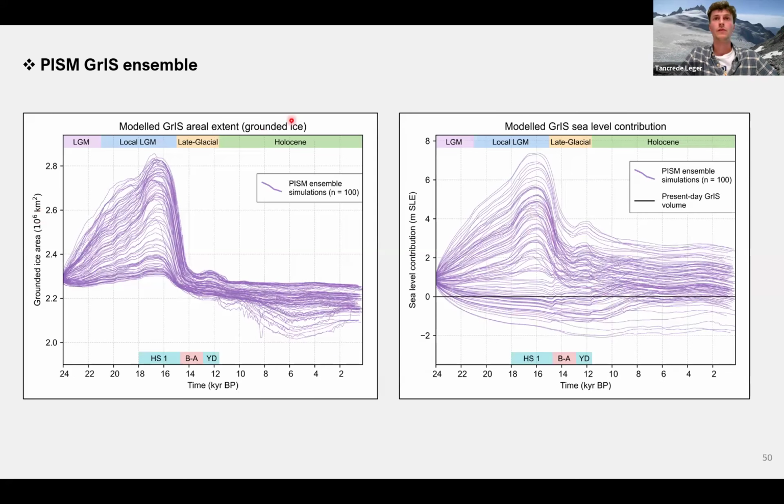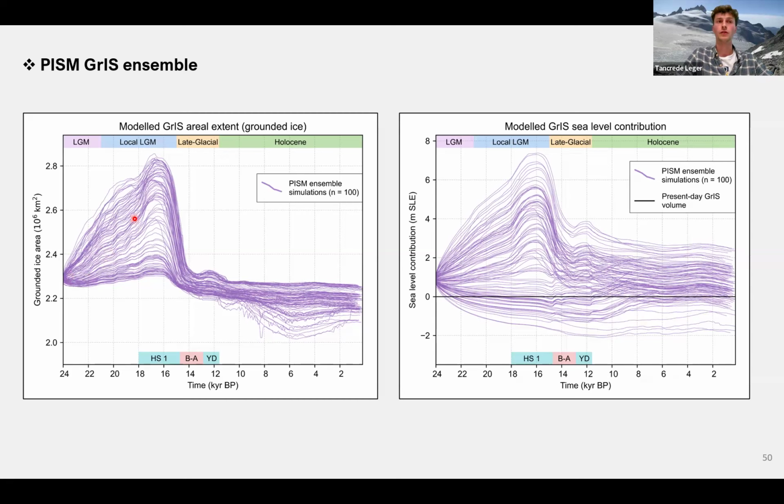Okay, so I've talked about the forcing. Now, what we ended up doing is running 100 simulations from 24,000 years ago to the present day, or the pre-industrial era, sorry. This experiment took about 1.5 years to run on the cluster. It was quite a lot of effort. And here, these are the final results, basically. So we have on the left the areal extent of the ice sheet. It's just the Greenland ice sheet. I've removed the Innuitian ice sheet from there.